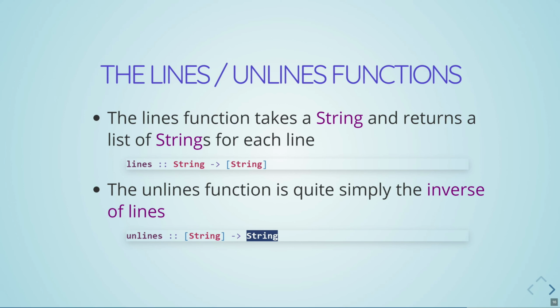So this would be useful if you wanted to read a file in, iterate over each line of that file and do something, and then write that file back out to another file. You would lines the initial input, and then after you're done doing your thing, you would unlines it again into one string, because writeFile only takes one string, not a list of strings.